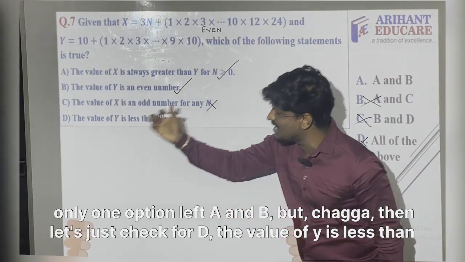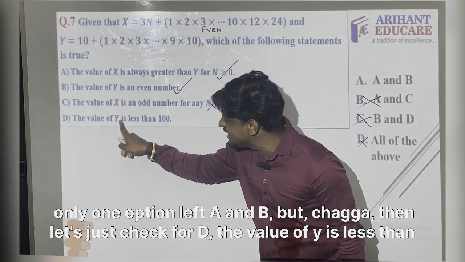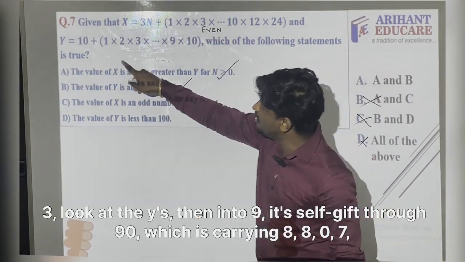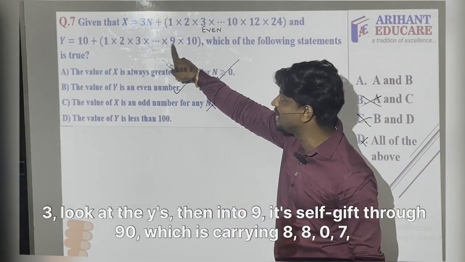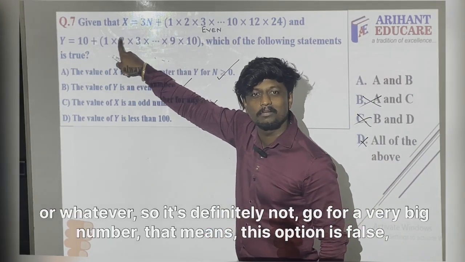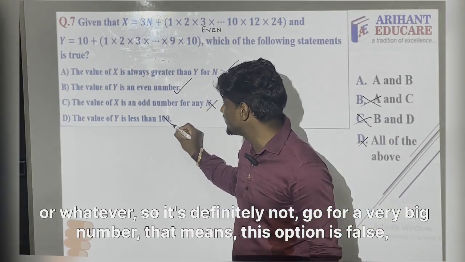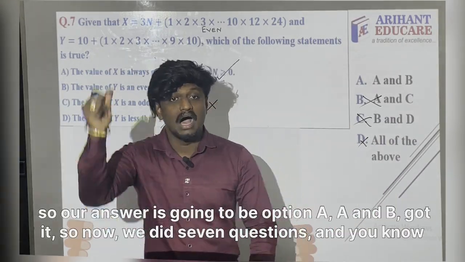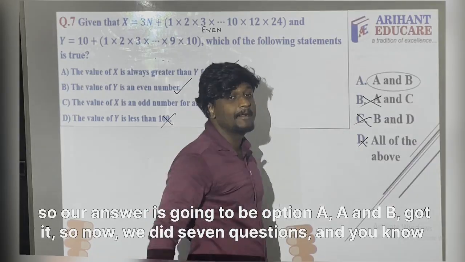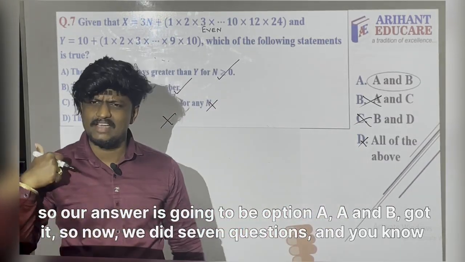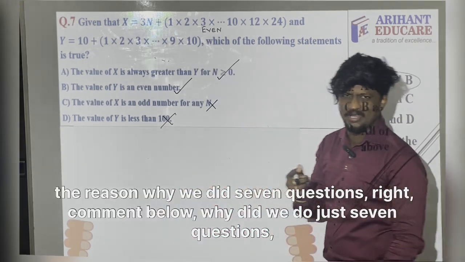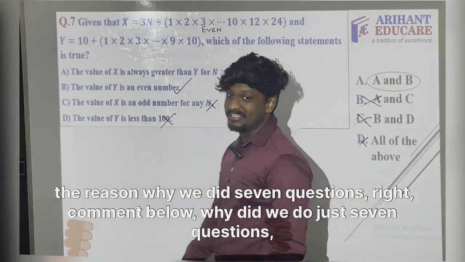But let's just check for D. The value of Y is less than 100. Look at Y. 10 into 9 itself gives you 90. उसके आगे 8 होगा, 7 होगा, 6 definitely is going to go for a very big number. That means this option is false. So our answer is going to be option A and B. Got it? So now we did 7 questions, and you know the reason why we did 7 questions, right? Comment below why did we do just 7 questions.